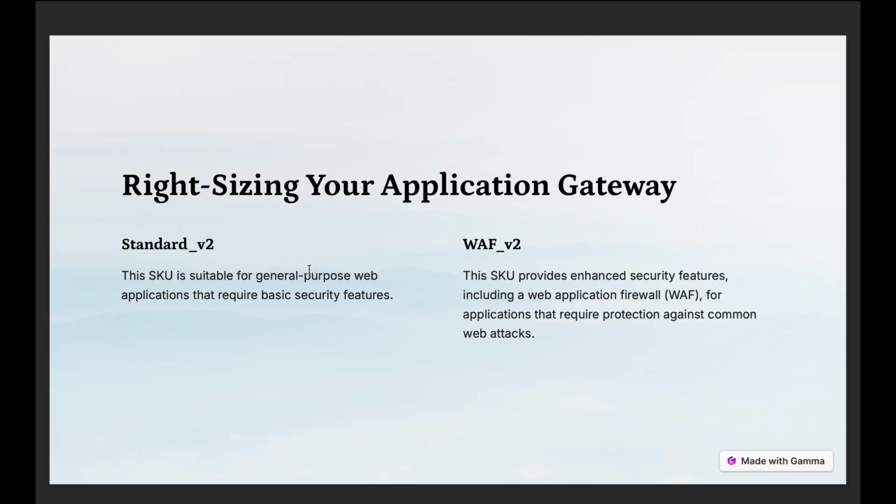Right sizing. We have two options in V2 SKUs: one is Standard V2 and another one is WAF V2. Standard V2 is good for general purpose web applications that require basic security features. Web Application Firewall V2 SKU is good for enhanced security features, for applications that require protection against common web attacks like SQL injection, cross-site scripting, or attacks that overload your resources. So it can help you prevent that.